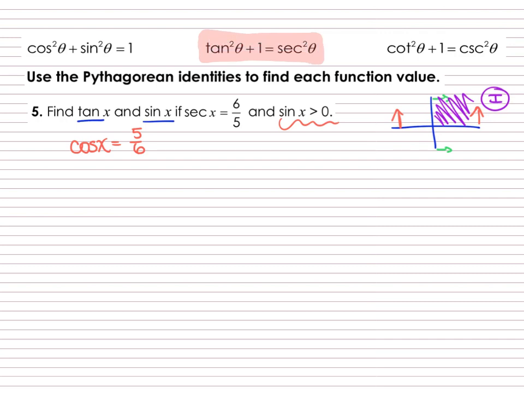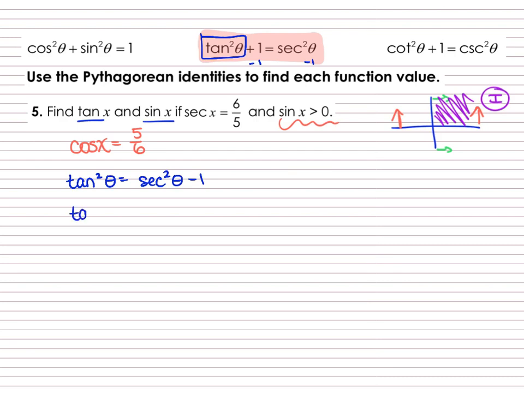Now again, we know secant theta, we're looking for tan, so I'm actually going to rearrange this so that what we're looking for, tan, is by itself. That's going to give us tan squared theta equals secant squared theta minus 1. I just subtracted 1 from both sides so that I could have tan squared isolated. Okay, so now I can plug in what I know.